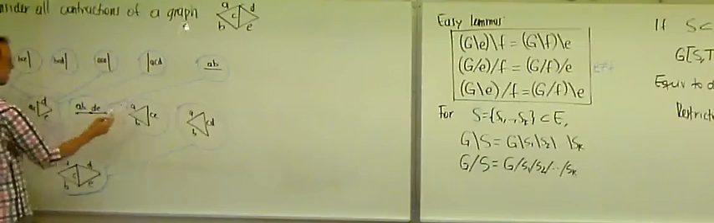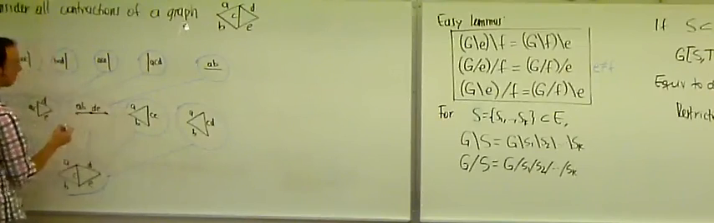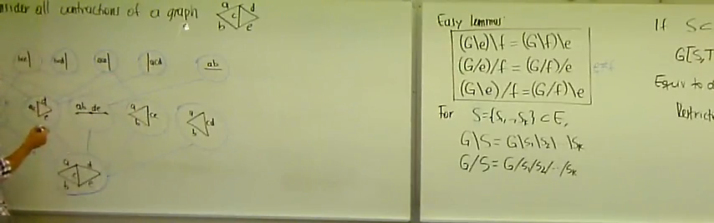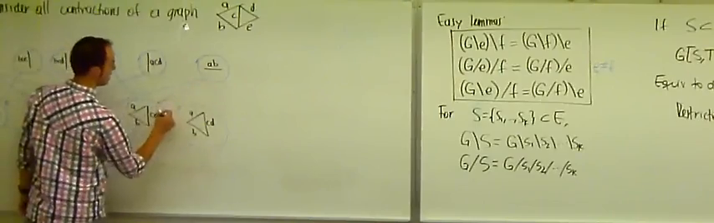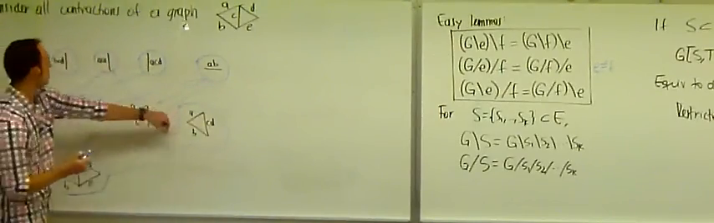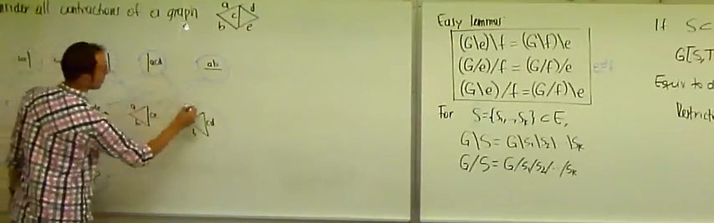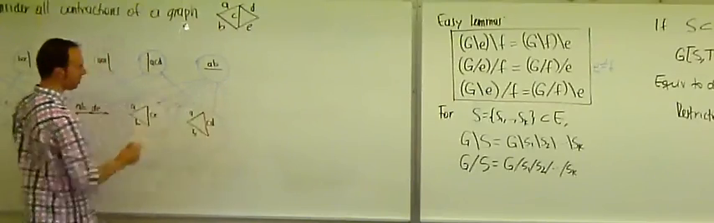Here, if I contract A, I get this guy. If I contract B, I get this guy. If I contract C, I get this guy. If I contract E, I get this guy. If I contract A, I get this guy. If I contract B, this one. If I contract C or D, I get this one.